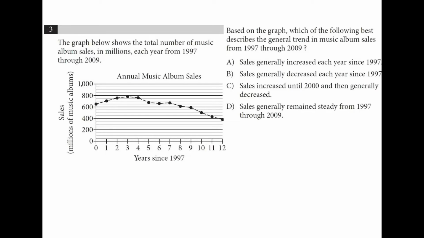Based on the graph, which of the following best describes the general trend from 97 to 2009? So that's the overall entire graph. It went up a little bit, and then it went down. So a general increase or decrease every year is not going to do it. But increase for 3 or 4 years and then decrease, that's correct.